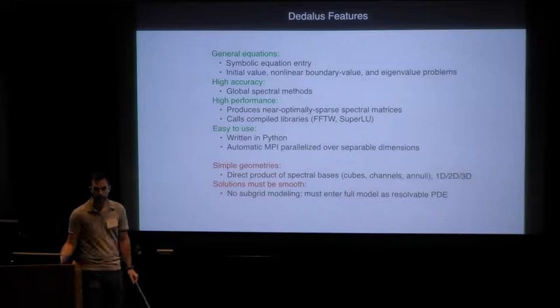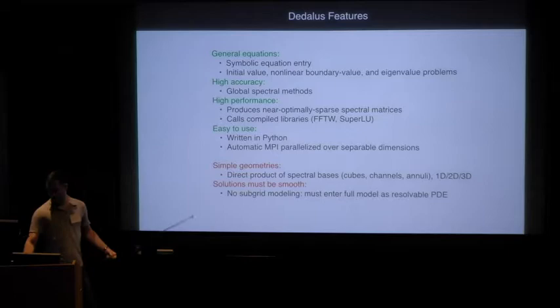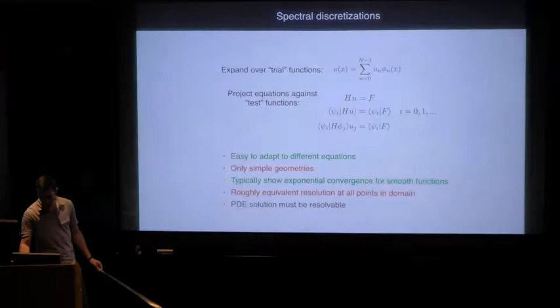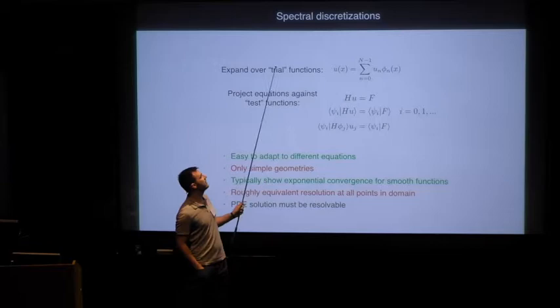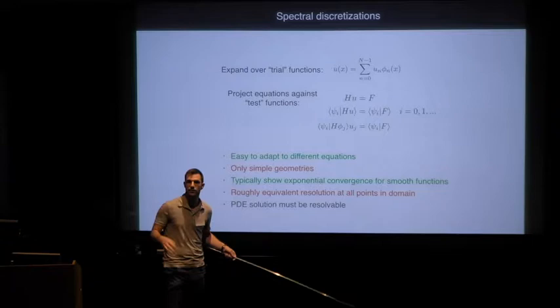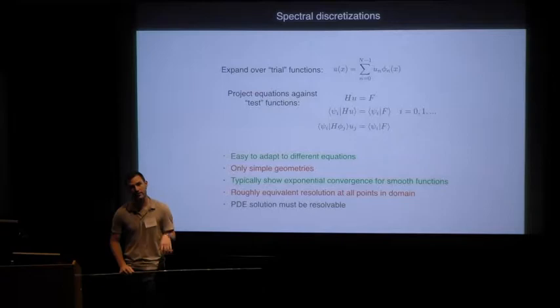So the user specifies the trial functions, essentially. If we go back here, when you describe your domain, that basically defines the trial functions. And then the code picks the test functions. The code looks at your equations, and as it parses them, it determines which test functions to use to give you an optimally banded system.